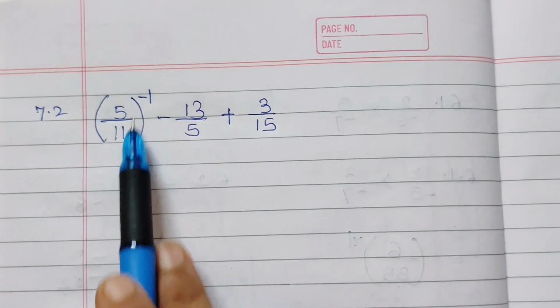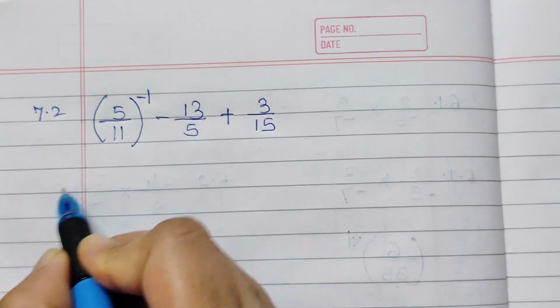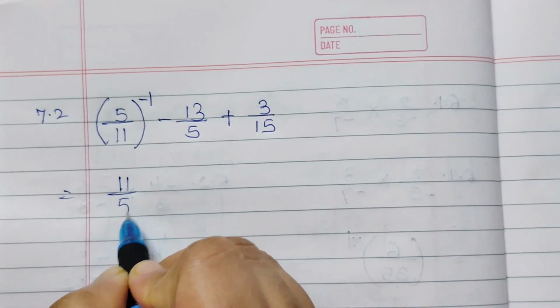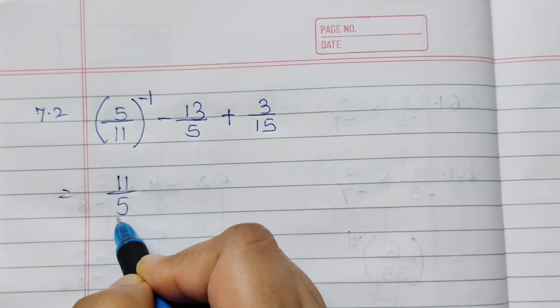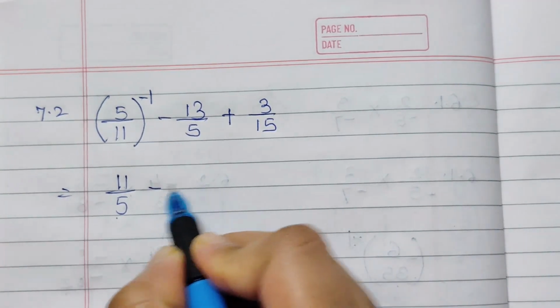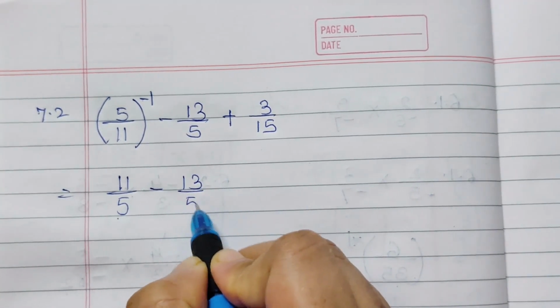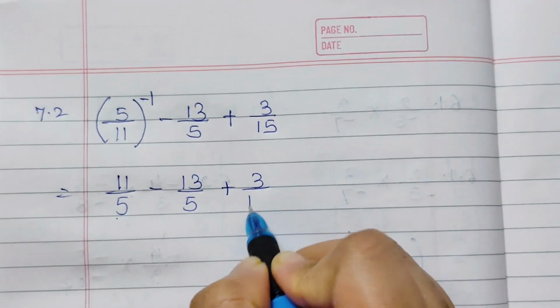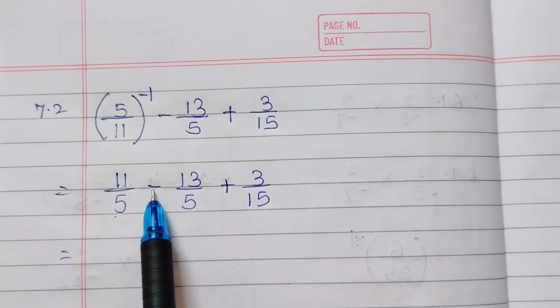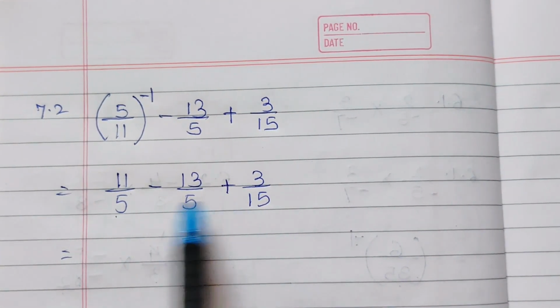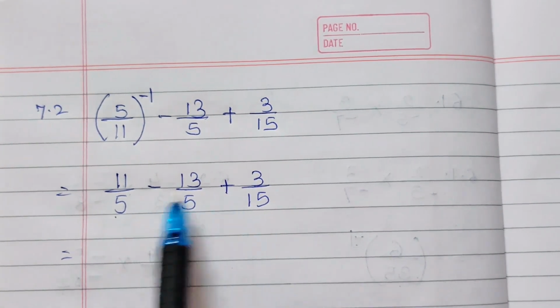So what is the reciprocal of 5 upon 11? It is 11 upon 5. We will remove this bracket and we will reciprocate the number. 11 upon 5. And what remains then? Minus 13 upon 5 plus 3 upon 15. So if we see, we have minus and here plus. So together we can subtract and add.